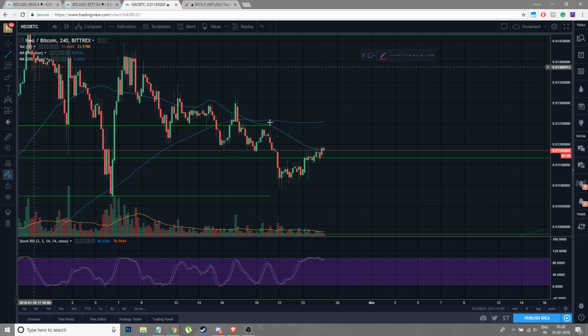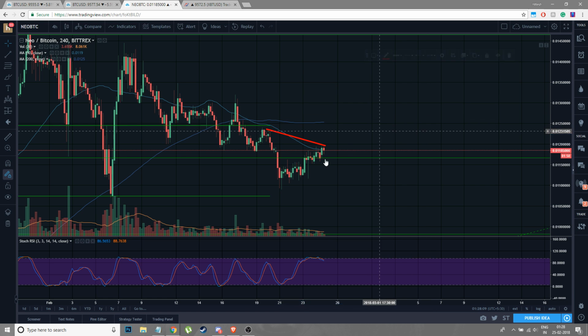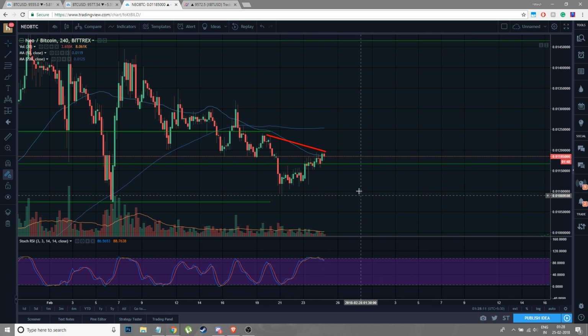See the Stochastic RSI now. Now this was a high. This is the next so-called high, because it's not a high yet until it's broken down and established a downward trend, right? Yeah, that's a very obvious bearish divergence on the 4-hour time frame on Neo, right?